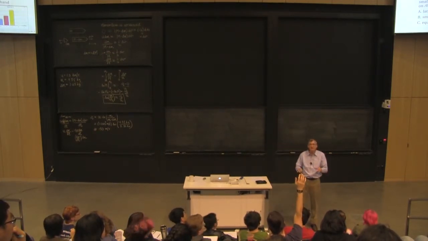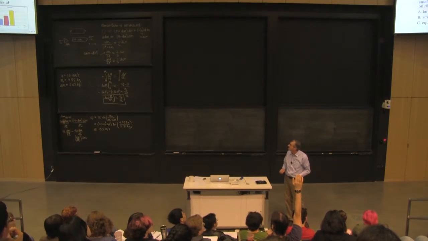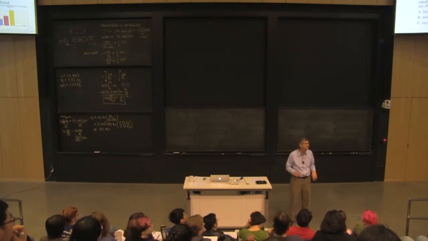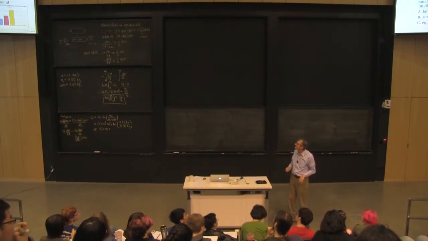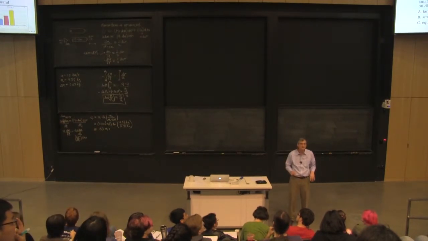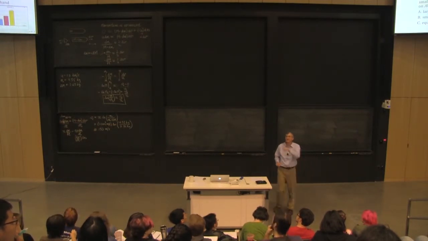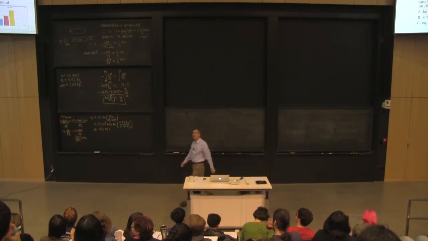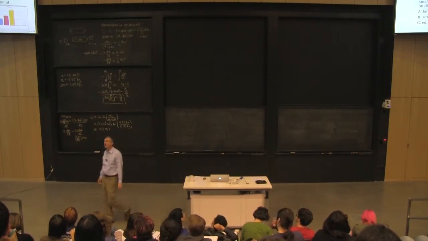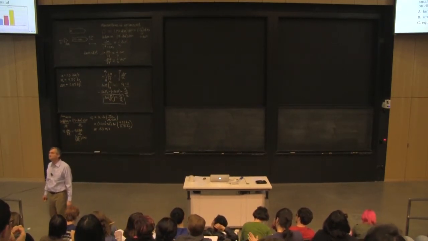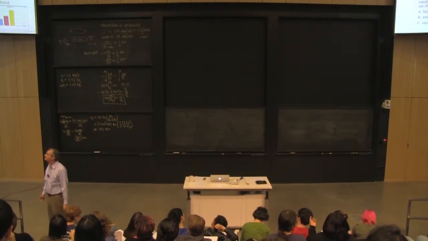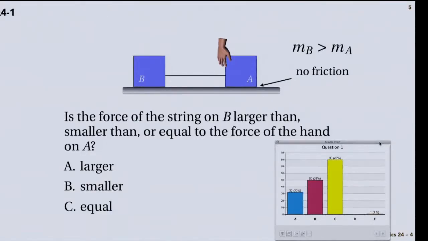Okay. Is there somebody willing to say equal? Which seems to have been the majority view. Somebody willing to explain? Yeah, Marcy. Well, I think that the force isn't going to be m of A times the acceleration of A, since B and A are moving as a system together.